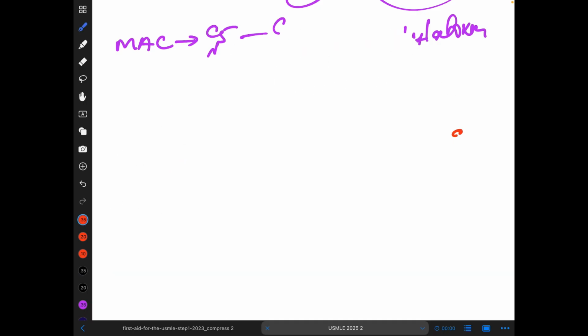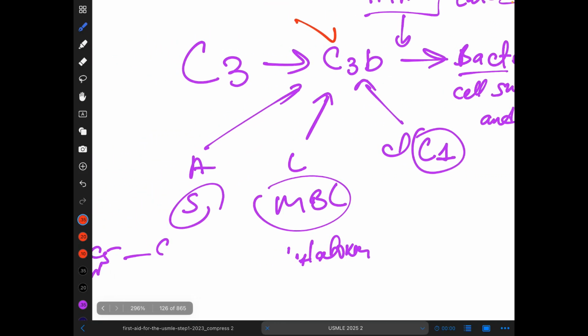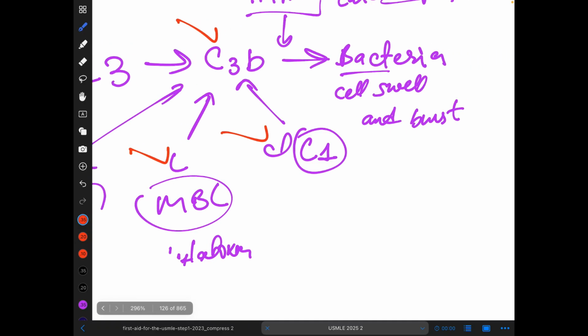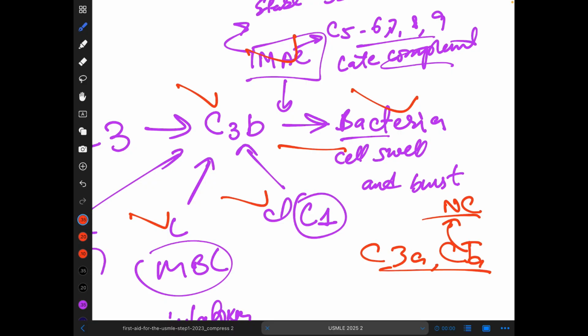Jokes apart, we are done with all the things: C3 is converted to C3b by the alternative pathway, lectin pathway and classical pathway. By this, they kill bacteria using the membrane attack complexes, which are formed by C5 to C9. C3a and C5a help in anaphylactic reactions, and C5a is for neutrophil chemotaxis.